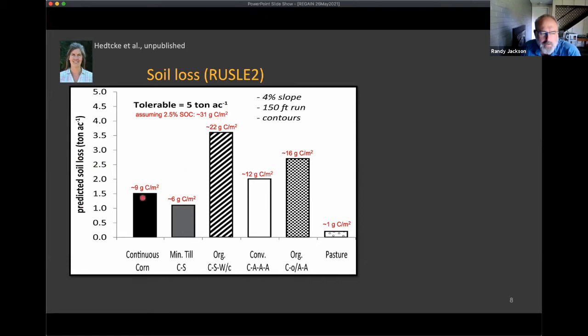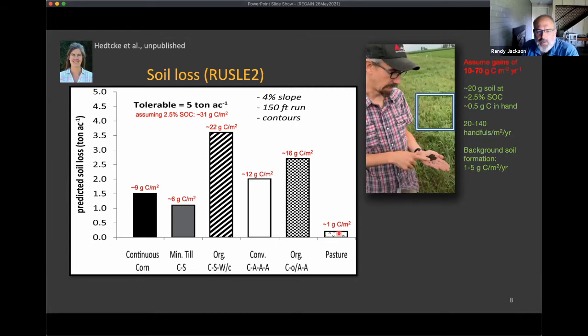She looked at the continuous corn, which was losing about 9 grams of carbon per meter squared per year. So not only were we losing carbon as a concentration in the soil, if you believe RUSLE2, we're losing another 9 grams of carbon per meter squared just due to erosion. Look at the organic systems, 22 grams of carbon and 16 grams of carbon per meter squared. It was actually a little bit less than 1 gram of carbon per meter squared in the pasture predicted to be lost. Again, just for context, we're trying to gain 10 to 70 grams and yet we're losing this much just to erosion. It doesn't really add up.